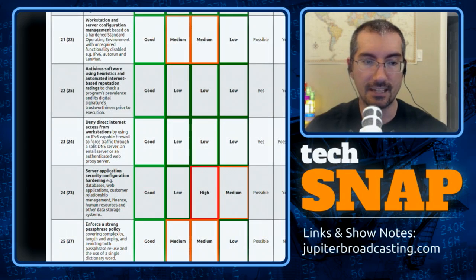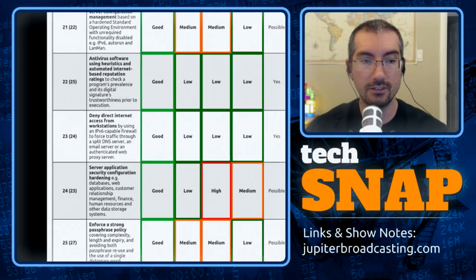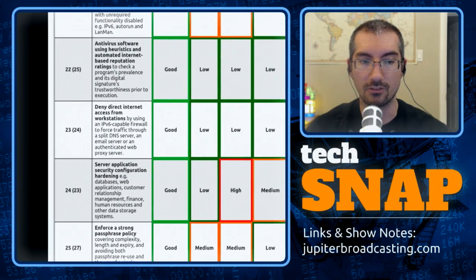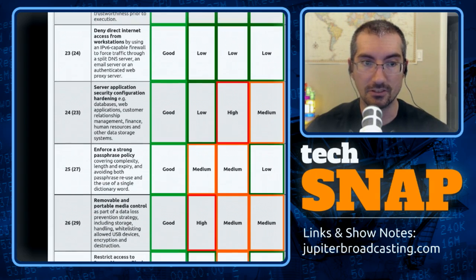Server application security configuration hardening, so configuring your database, web server, etc., to be hardened. Enforcing a strong password policy. Removable and portable media control. That's a big one, right? Not letting people bring in USB sticks, disabling USB ports, things like that.